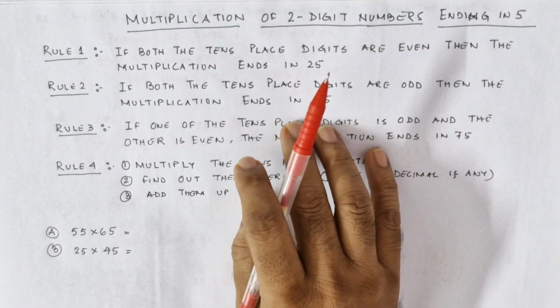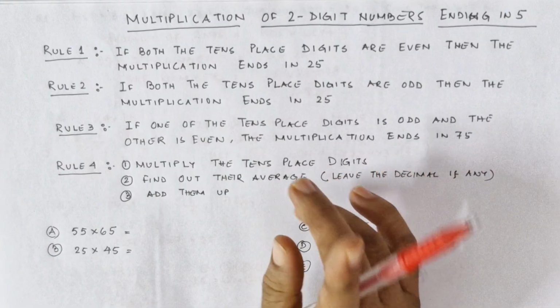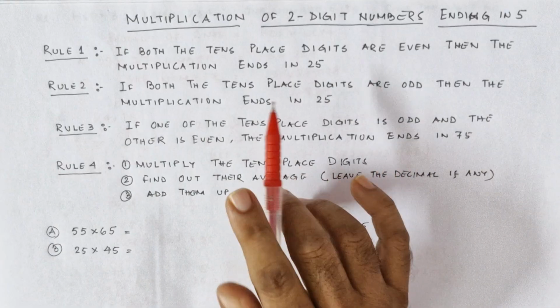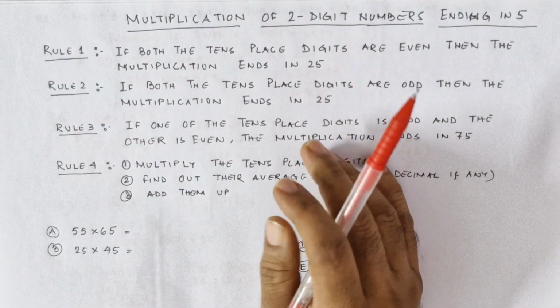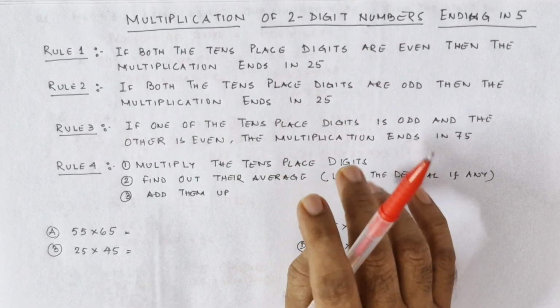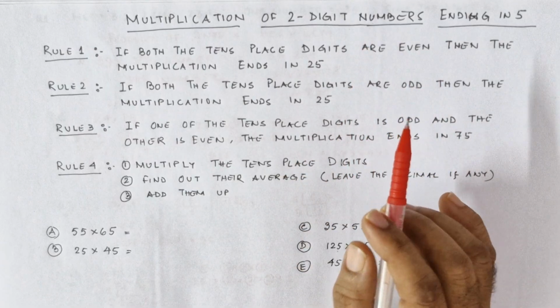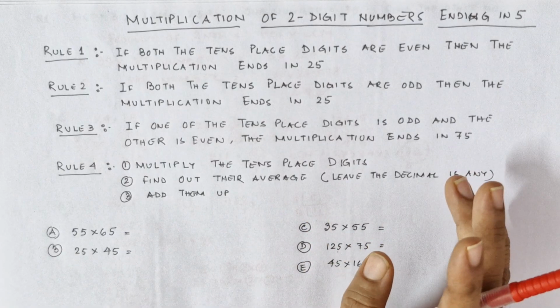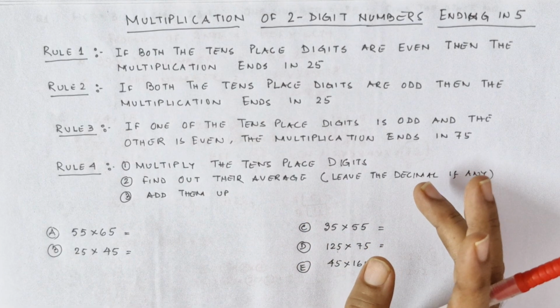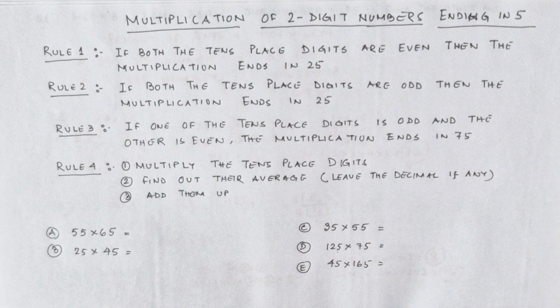Today's topic is multiplication of two-digit numbers ending in 5. If you remember, in the last lecture where we discussed multiplication of two-digit numbers, you saw certain steps that you need to follow to do the multiplications in your mind. That was part of Vedic math or mental math, whatever you have to do in your mind.